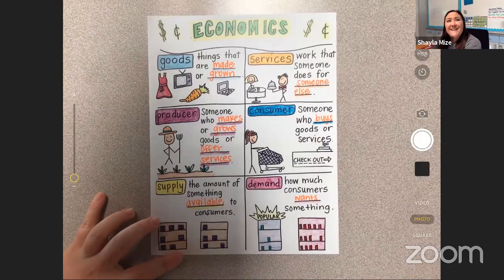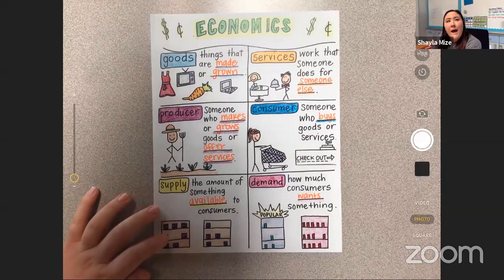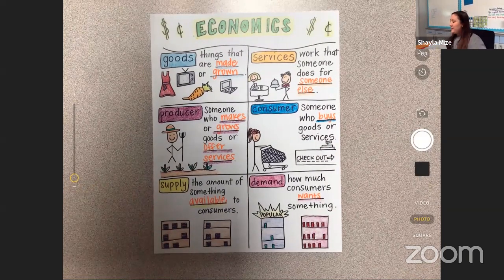Which one stands out to you the most and why? Type it in the chat. Which one stands out to you the most and why? Goods, services, producers, consumers, supply, or demand? Which one stands out to you the most and why? Type it in the chat.